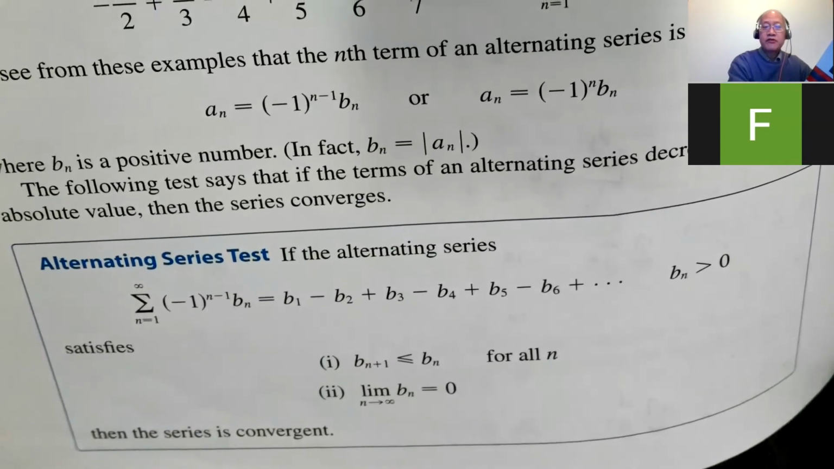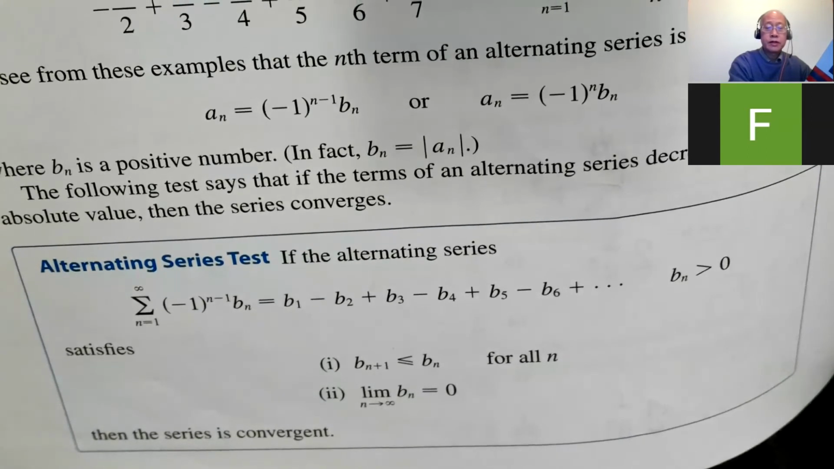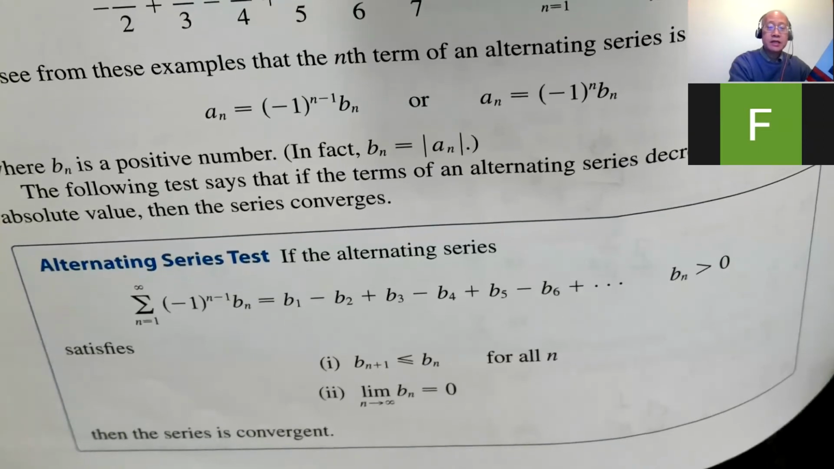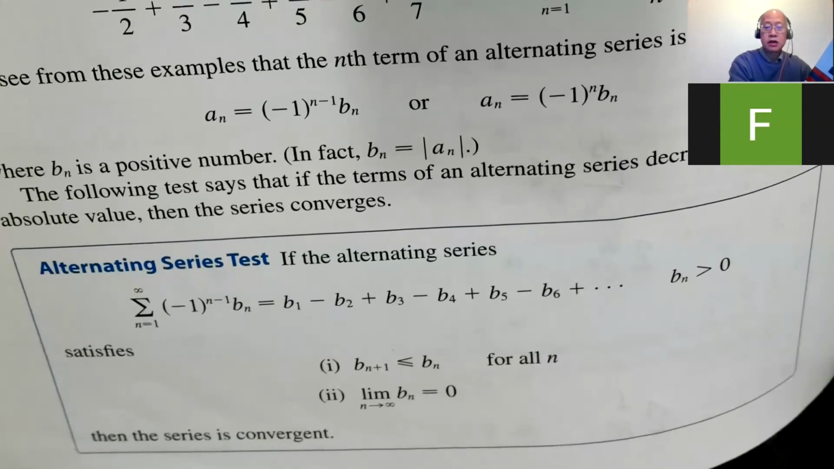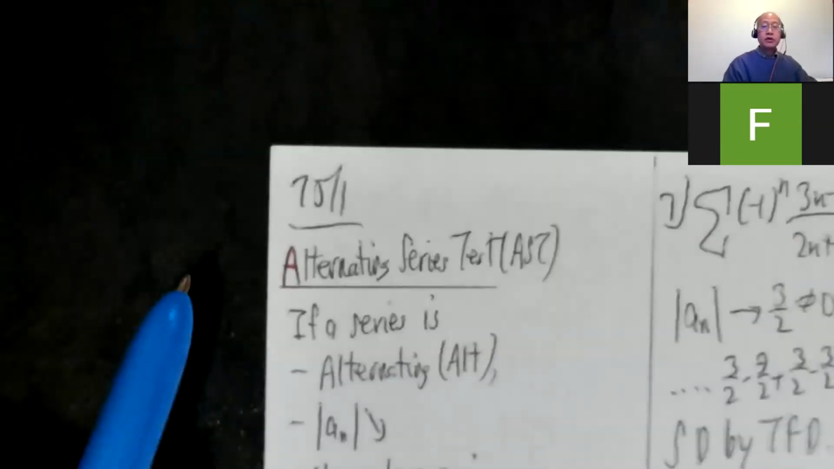Okay. Now, I don't feel like writing alternating series test, so you know the way that I work things out. Make an abbreviation. How about AST? So AST will mean alternating series test for us. Okay, so that's the book's version. I'll give you my version and how you can write it.